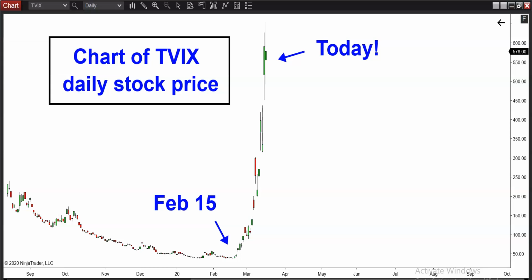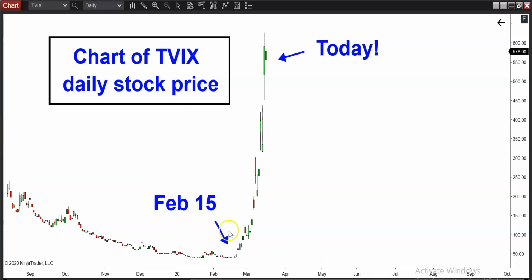And in this video, I'm going to show you how to trade the VIX. What you're seeing on the screen right now is a daily chart of a very interesting stock symbol called the TVIX. What this instrument is designed to do is react to massive swings in volatility. And as you can see from looking at this chart, this is no joke, man.